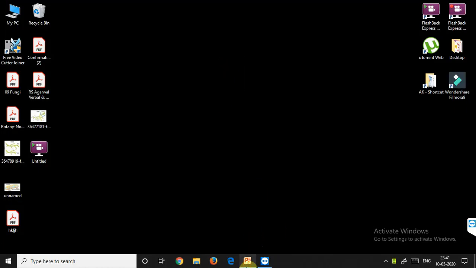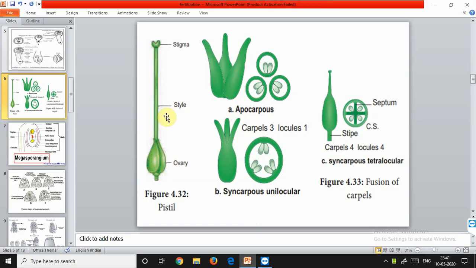Now what happens in the gynoecium of capsella? The capsella is bicarpellary, that is having two carpels. These are the carpels and they are present two in number. Then syncarpous. Syncarpous means they are fused together. Unlike these, apocarpous are three different carpels and there is no fusion, but syncarpous means they are fused together.